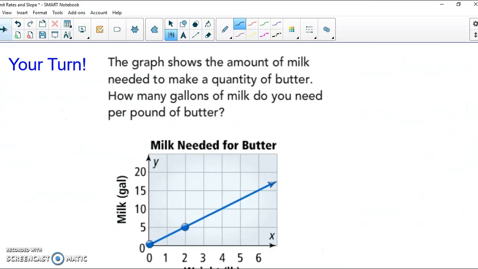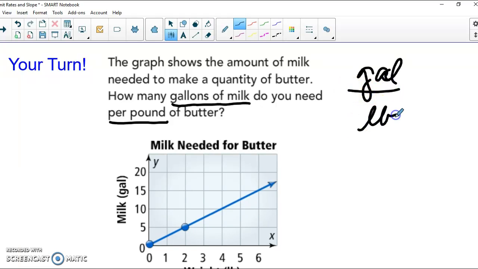So you probably remember from 7th grade that we know it's a unit rate when I find my ratio per 1 quantity. So in this one, we have a graph that shows the amount of milk needed to make a quantity of butter. I know I'm looking for a unit rate because I'm looking for how many gallons of milk per 1 pound of butter. So I'm looking at gallons per 1 pound. So this is going to be my unit rate. To do that is just like finding the slope of my line. So I'm going to take my 2 points and use them to find the slope.